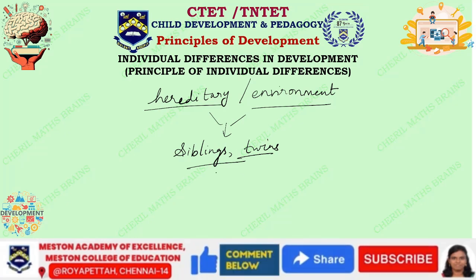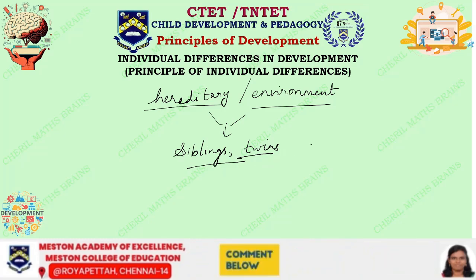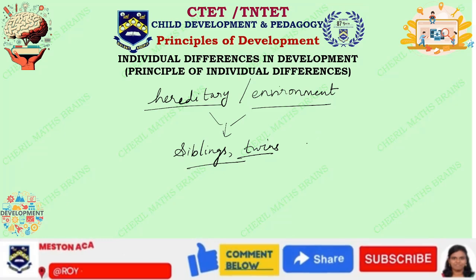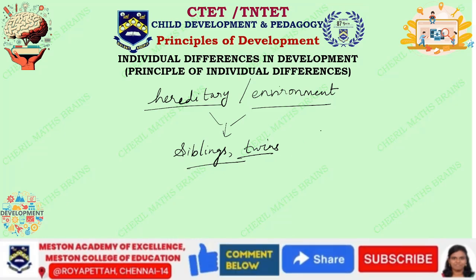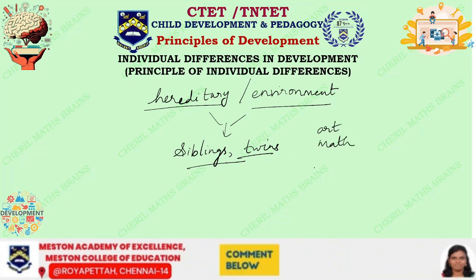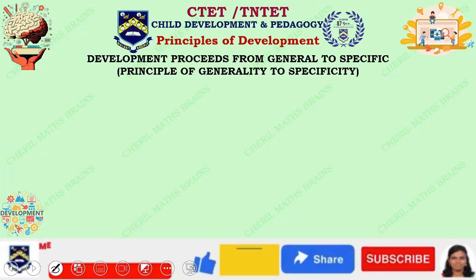You can see that no two siblings or no two twins or triplets are going to act the same, even if they are twins, even if they are born on the same date to the same parents, whatever may be. Still they are going to be different, because one child may be good at art, another child may be good at math, another might be good in language. So all these differences will be there, and this is called the principle of individual differences.